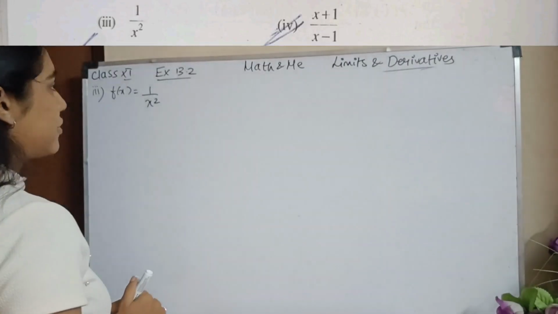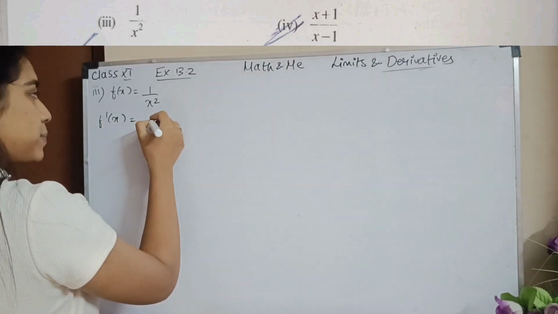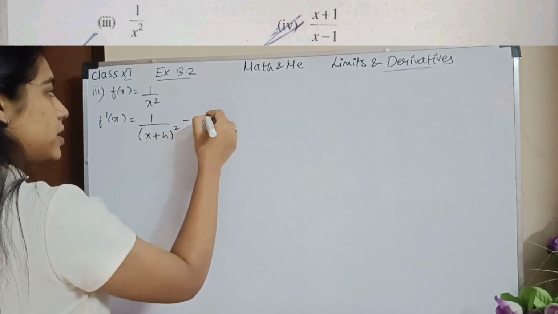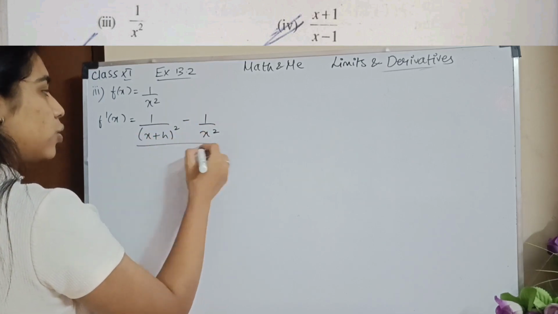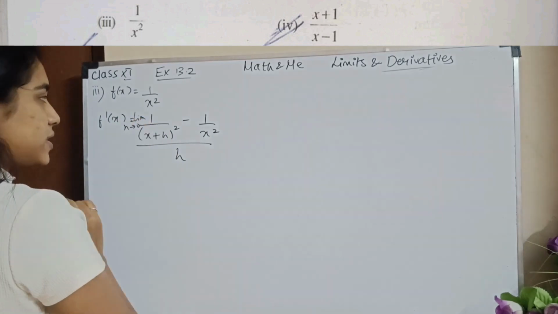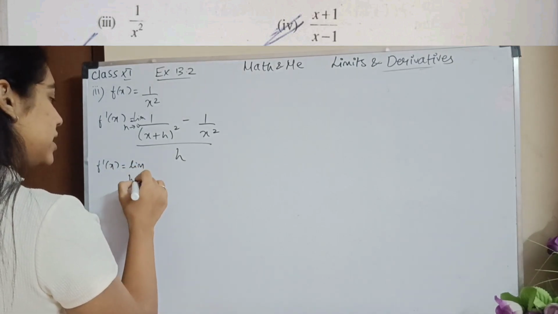Third subsection, I have f of x equals 1 by x square. Now what is f dash of x? f of x plus h, which is 1 divided by x plus h the whole square, minus 1 by x square, the whole divided by h. I forgot the limit. Limit h tends to 0. Okay? So this is f dash of x equals limit h tends to 0.